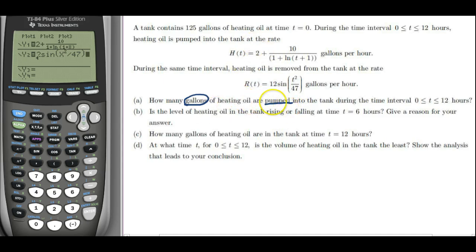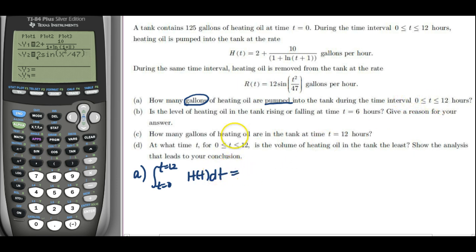So how many gallons are pumped into the tank? So that was h of t between 0 and 12. So the integral I'm setting up is the integral from time 0 to time 12 of h of t dt. So it's just how many gallons were pumped into the tank, not how many gallons are in there total, so we don't have to care how many there were to begin with. It's just how many were pumped into the tank between 0 and 12 hours.